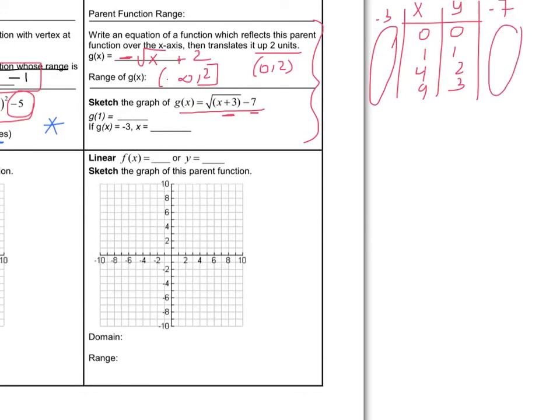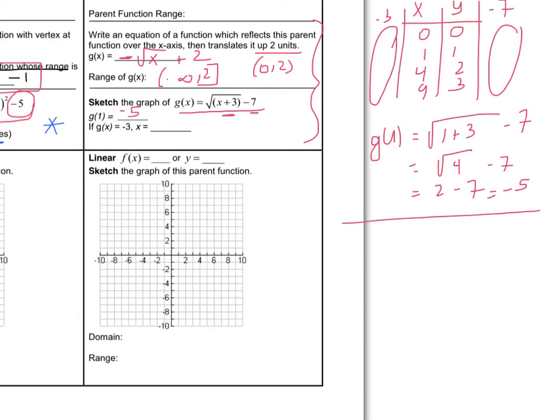Now, they're asking for g of 1. To calculate g of 1 means you have to plug in 1 for x. So let's do that. As you can see, I did. So radical 1 plus 3 is radical 4 minus 7. Radical 4 is 2 minus 7, which is a negative 5. So g of 1 is negative 5. Now, if they tell you they want you to find g of x equals negative 3, it means that the y is negative 3. So let's do that.